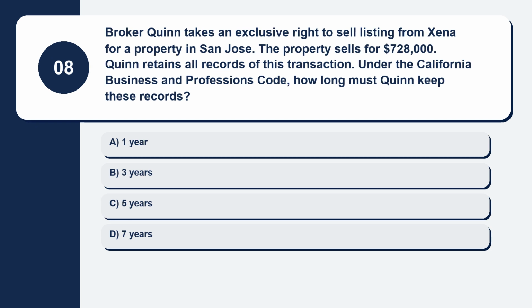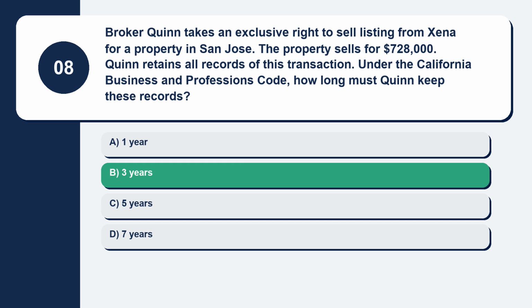Question 8. Broker Quinn takes an exclusive right to sell listing from Zena for a property in San Jose. The property sells for $728,000. Quinn retains all records of this transaction. Under the California Business and Professions Code, how long must Quinn keep these records? Here are your options. Option A, 1 year. Option B, 3 years. Option C, 5 years. Option D, 7 years. The correct answer is option B, 3 years.